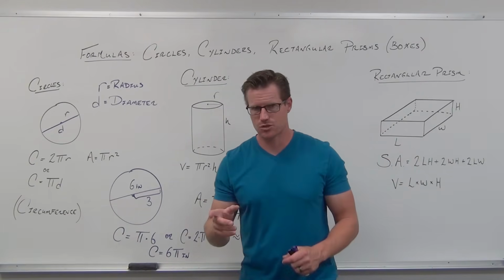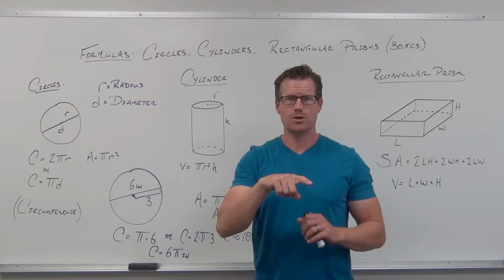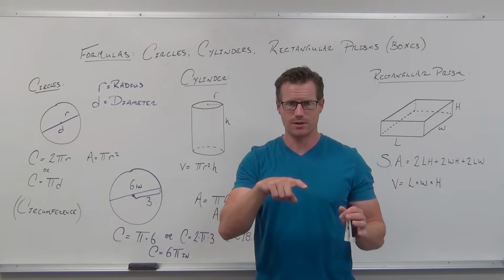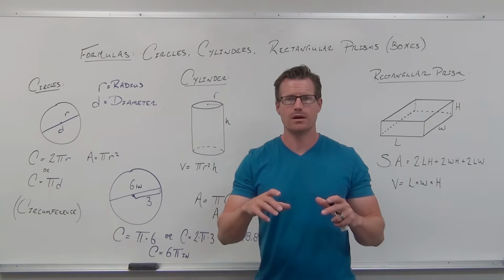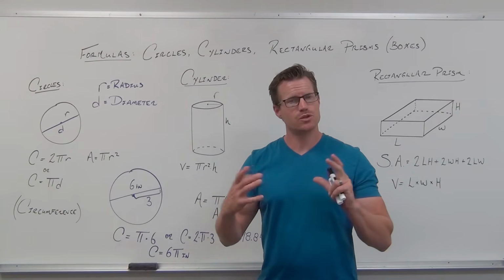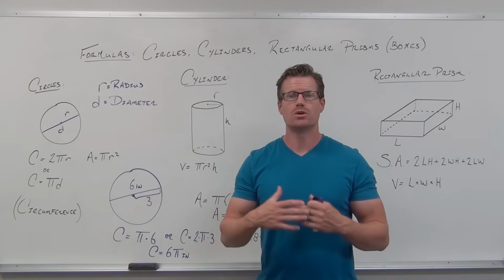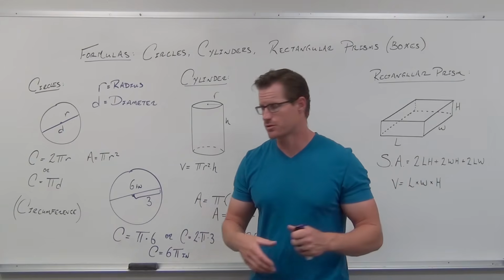So let's get this straight. Perimeter, individual units, so no squares, just the units you're given. Perimeter and circumference, which is kind of a perimeter idea, are individual units, not square. Area, you're going to do square. Volume, you're going to do cubed. That's how this measurement idea works for geometry.